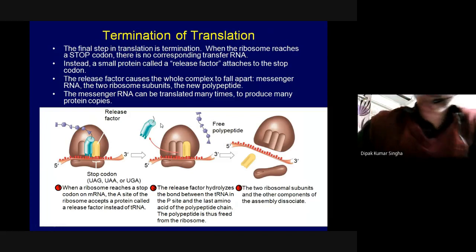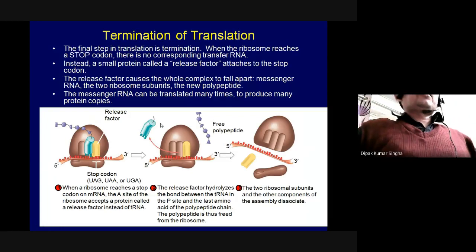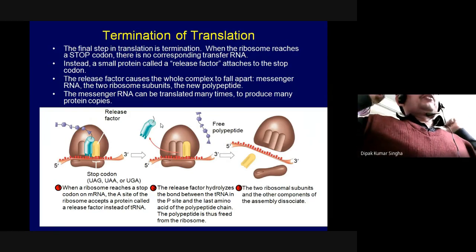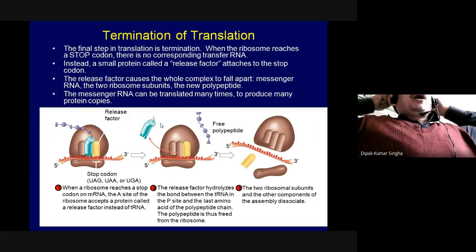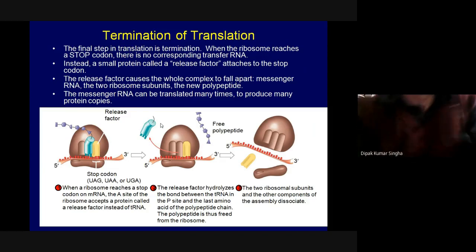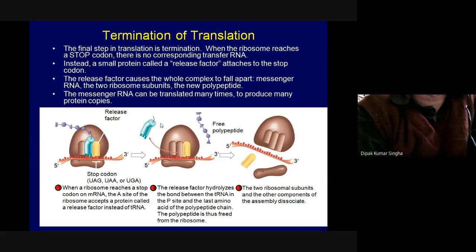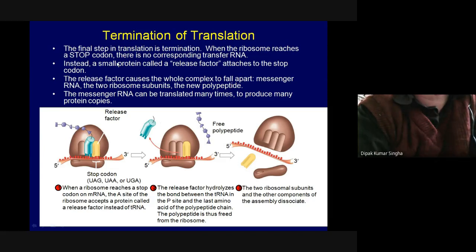Termination: how will it be terminated? It is not a continuous process; it will be terminated. Every process is terminated. How? It will be terminated when a stop codon, one of the three stop codons, comes up. This final step of translation is the termination.